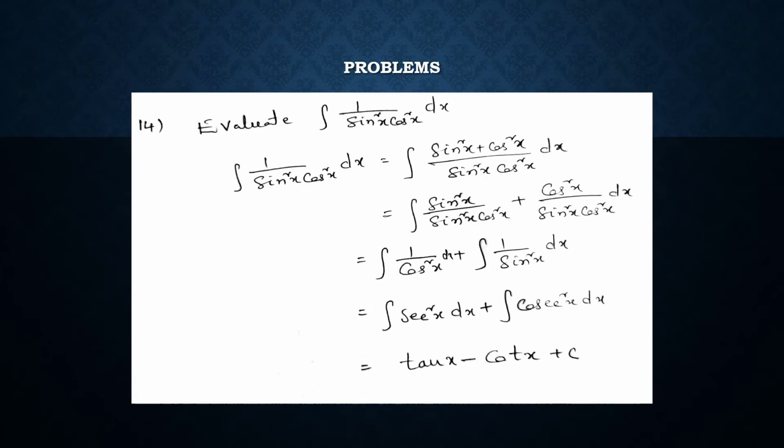Next problem. Evaluate the integral of 1 by sin square x into cos square x dx. For this, we don't have any direct formula. So we have to substitute some trigonometric formulas to simplify the given integrand.